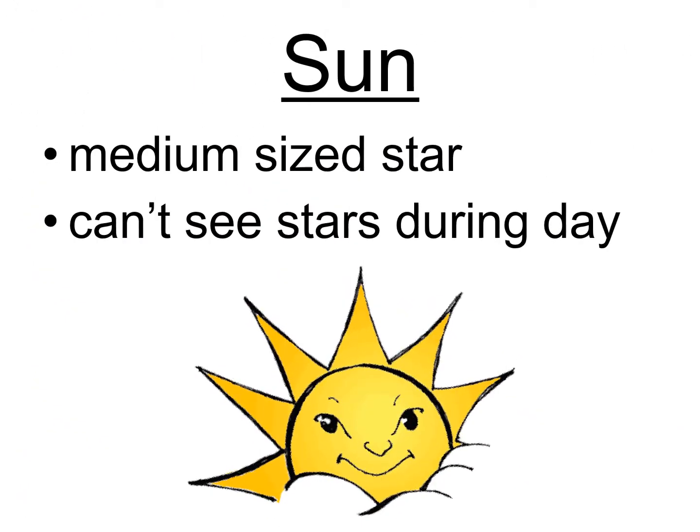The sun is a medium-sized star. We can't see stars during the day because the sun is the closest star to the Earth. Now, can you tell me why we can't see any star during the day? That's question number 2.